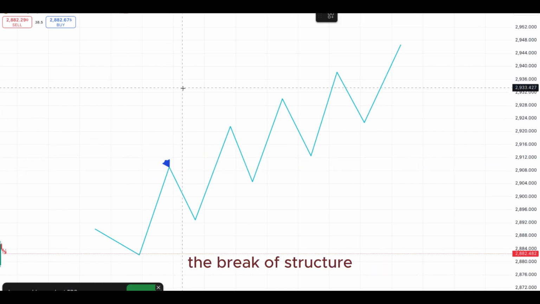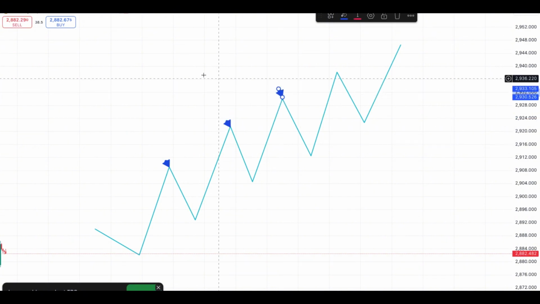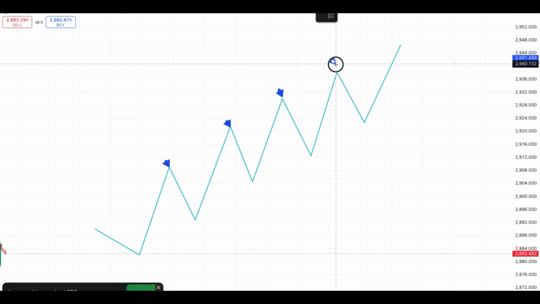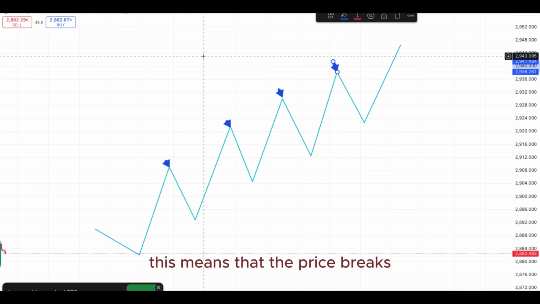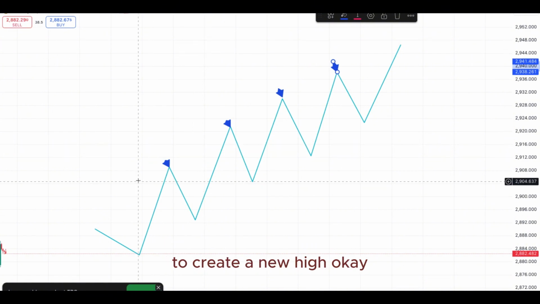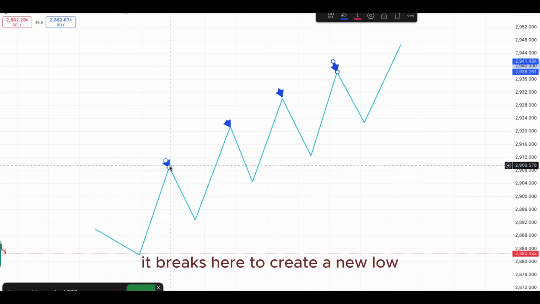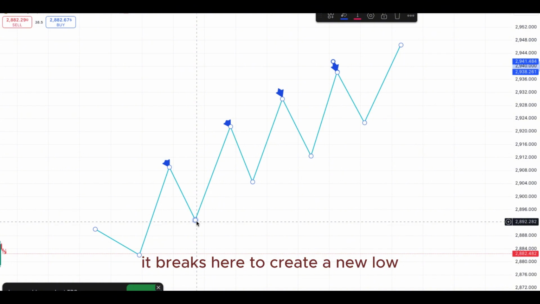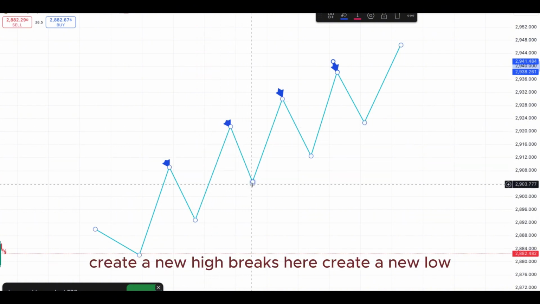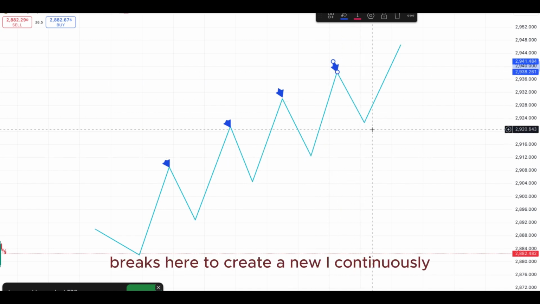this is the break of structure. This means that the price breaks the previous swing high to create a new high. The price breaks this, going to the top, it breaks here to create a new low, creates a new high, breaks here, creates a new low, creates a new high, breaks here to create a new high continuously.